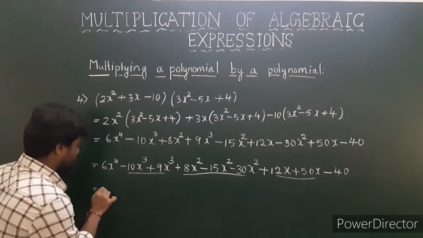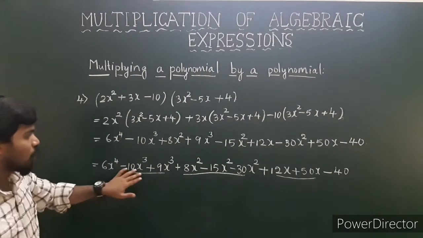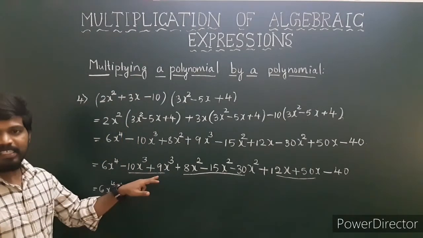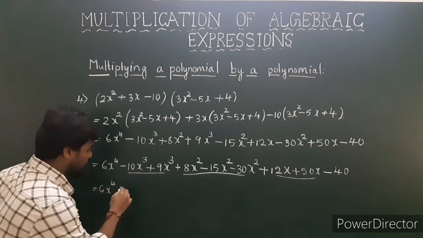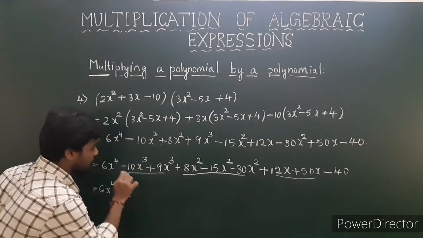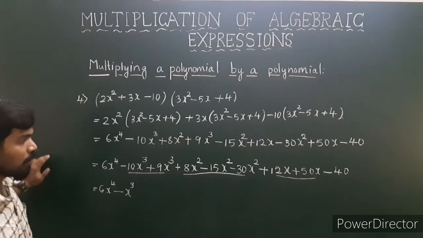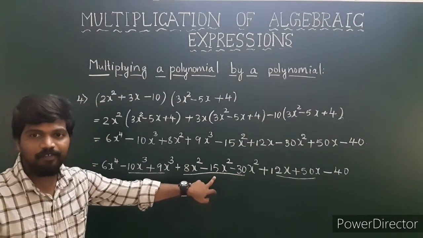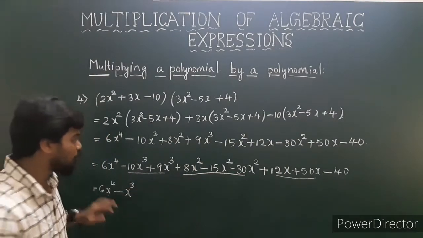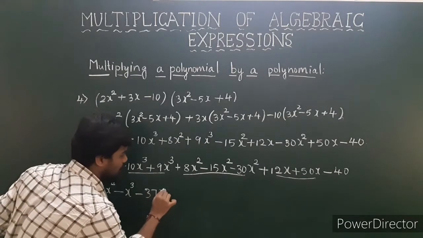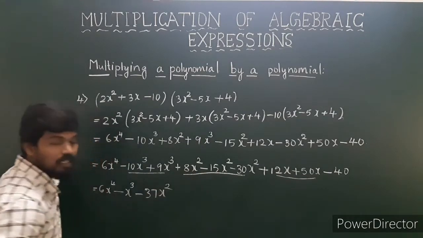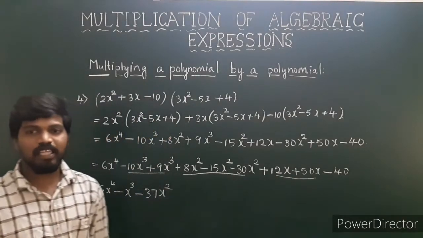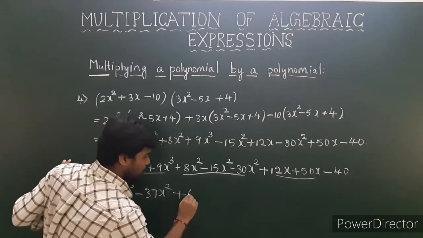So write 6x to the power 4. These are all like terms 1, 2 and 1 more. So now minus 10 plus 9, two different signs, subtract, you get minus x power 3. Since the larger value sign is negative, so you put here. So you have 3x square. So minus 30 minus 15, you get minus 45. Minus 45 plus 8, you get minus 37x square. So finally 50x plus 12x both are same sign, and you get 62x.